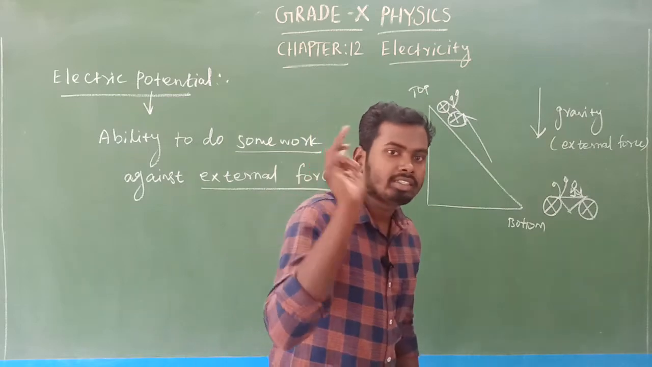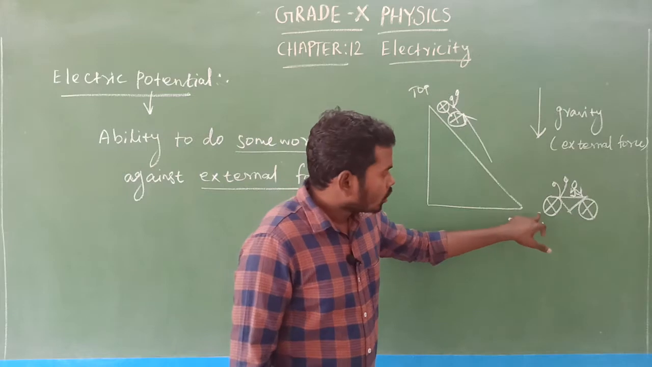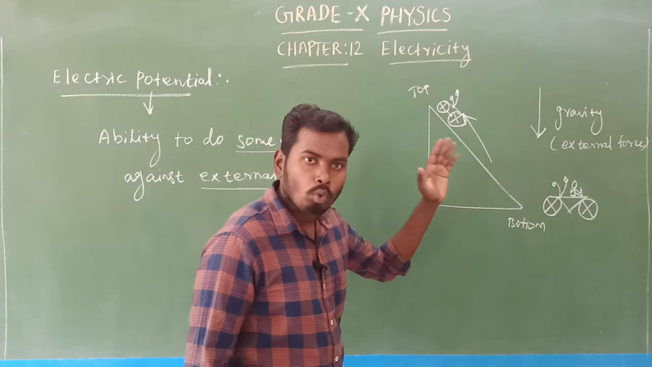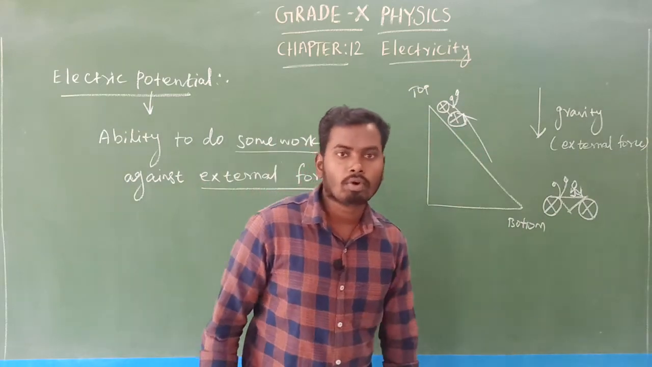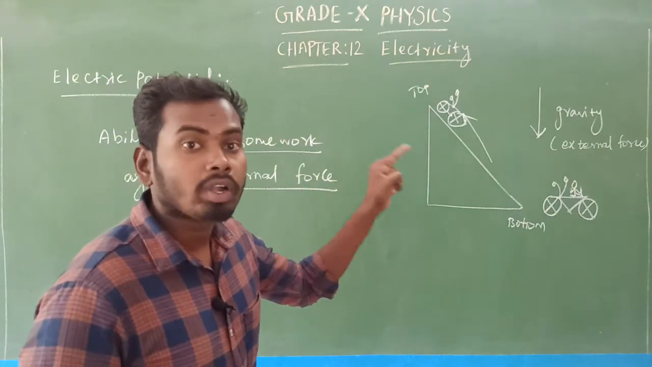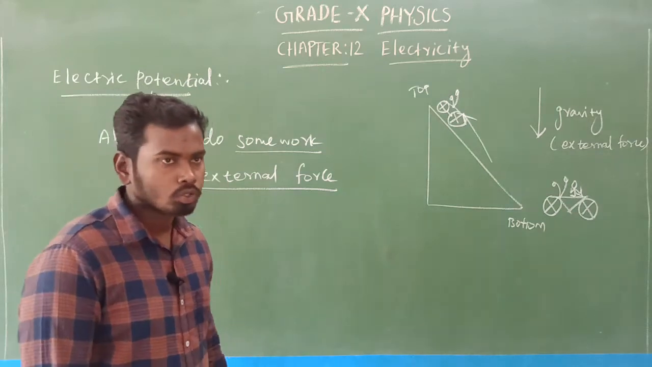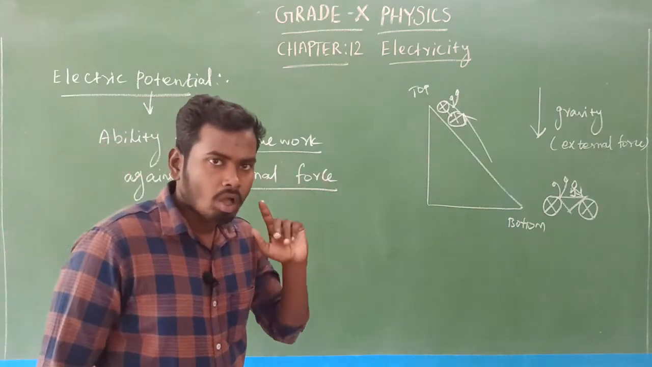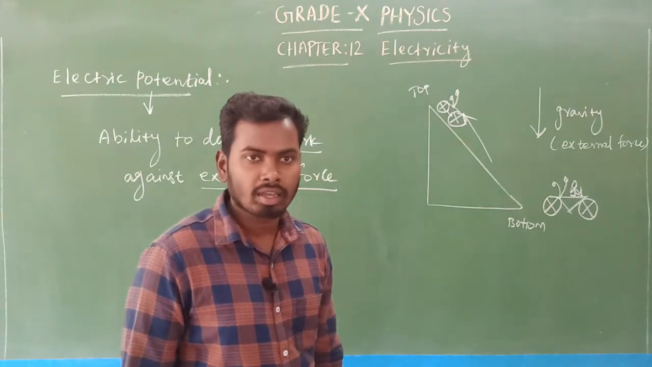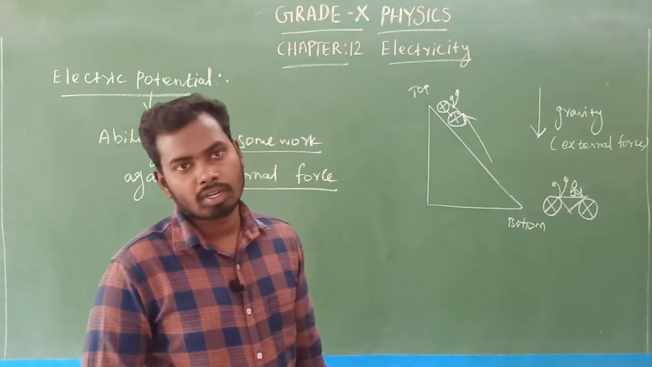Here work is done. Yes, obviously work is done because you have moved from the bottom to the top of the inclined plane. So work is done against the external force, that is, the gravitational force. So here you have a potential. Whenever work is done against some external force or external agency, that is called potential. Is it clear?